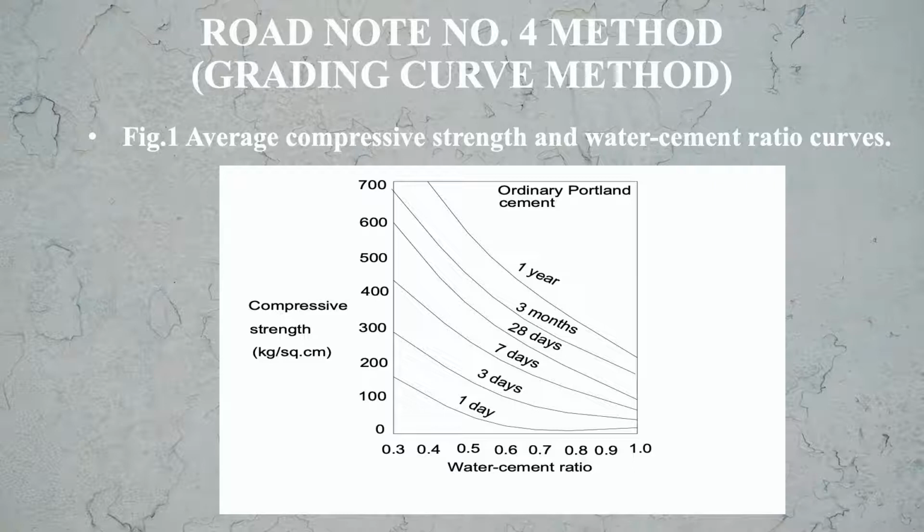So first curve is 1 day, second is 3 days, third is 7 days, then 28 days and 3 months and 1 year. So starting from 1 day to 1 year, the curves are given here. And as you see, for all curves, as water cement ratio increases, the compressive strength is decreasing. So here you can choose the water cement ratio according to the compressive strength required.